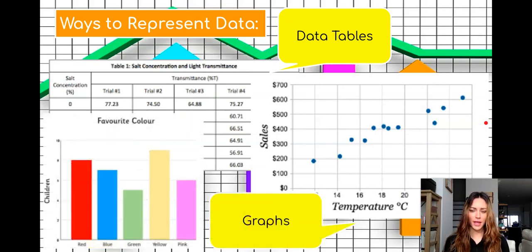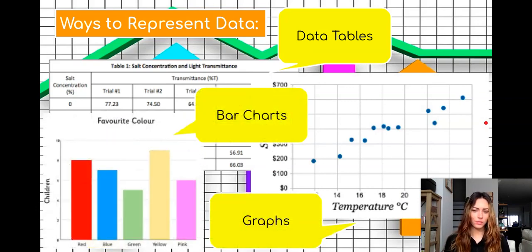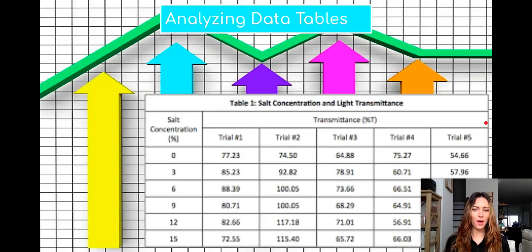Finally, we'll also be looking at bar charts. You may not have seen those much in this class, so we'll look at them today, but you may have seen them elsewhere. So we know that data is simply information in the form of numbers. So one very important skill that we do in science is organizing and displaying data visually. So first, let's look at how we analyze a data table.